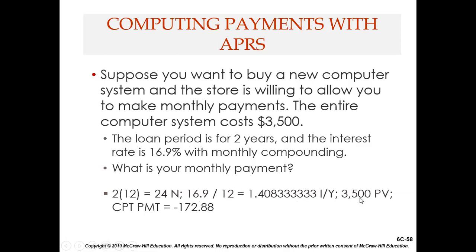So you're going to use your finance calculator, and N will be 24. Interest rate will be 16.9 divided by 12, or 1.408333333. Present value is $3,500. We want to calculate payments. We're going to make sure the word end is highlighted. We're going to make sure our future value is zero. And then we're going to go up and put our cursor by PMT, alpha enter. We get $172.88.